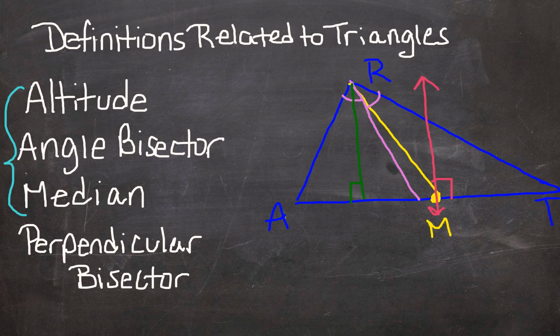For instance, an isosceles triangle and an equilateral triangle, because equilateral triangles are isosceles. Now, can you pick out which ones of these 1, 2, 3, 4 are the altitude, angle bisector, median, and perpendicular bisector?